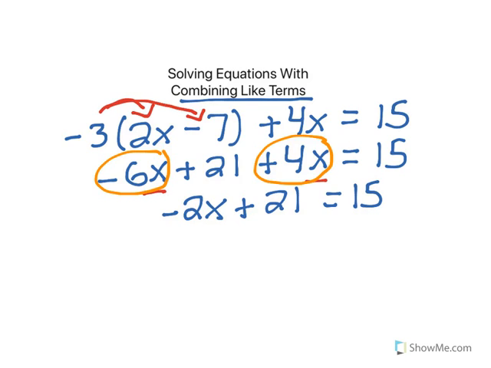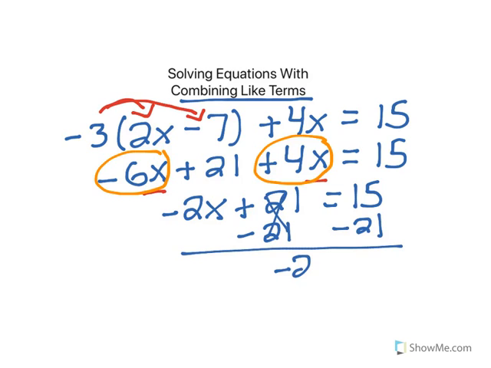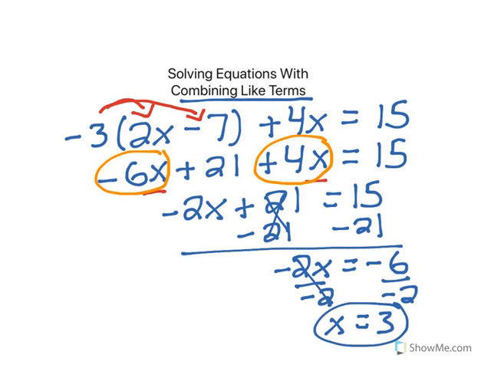Now to finish up, we've got a two-step equation here. I'm going to subtract 21 on both sides. This will leave me with -2x equals -6. And then to finish, I'm going to divide by -2 on both sides. And I'm going to be left with x is equal to positive 3.